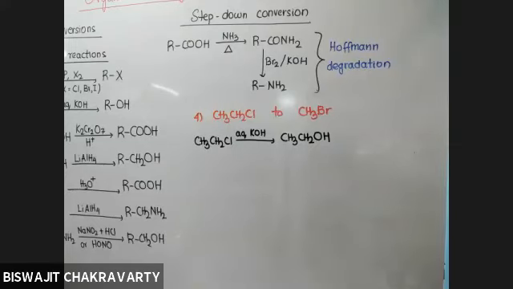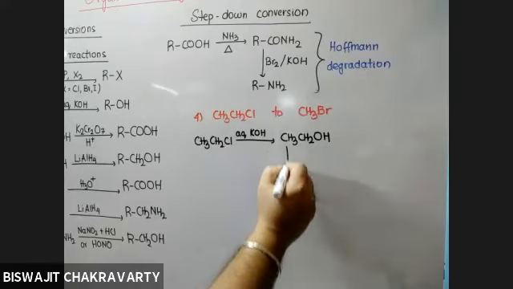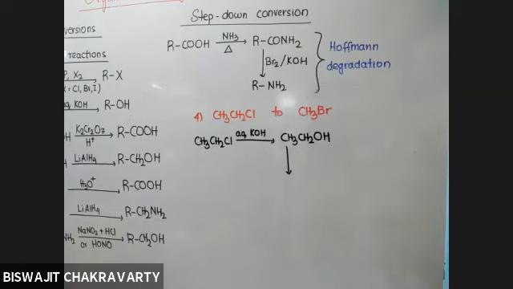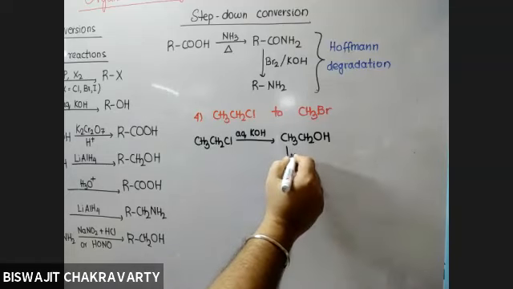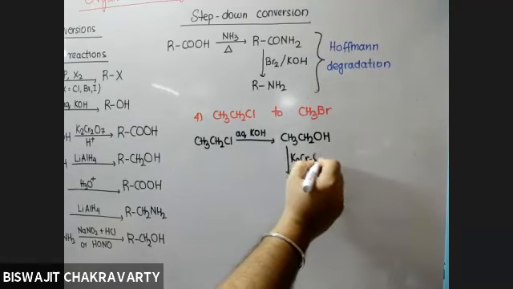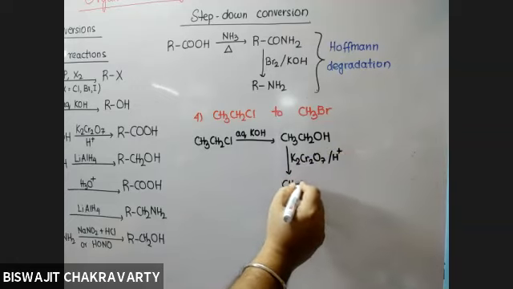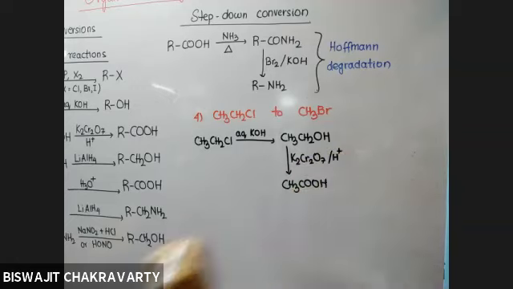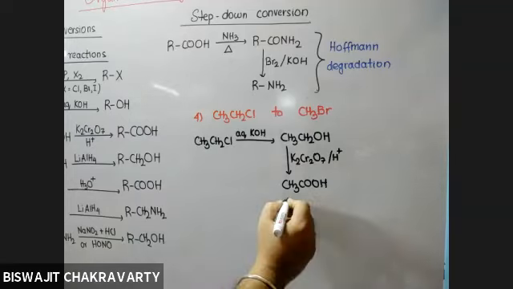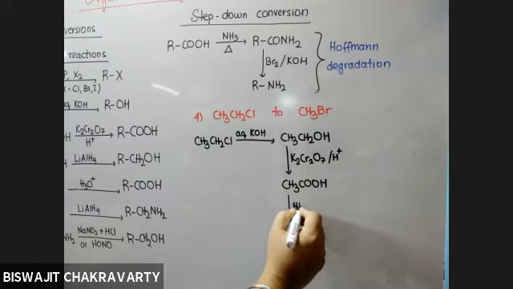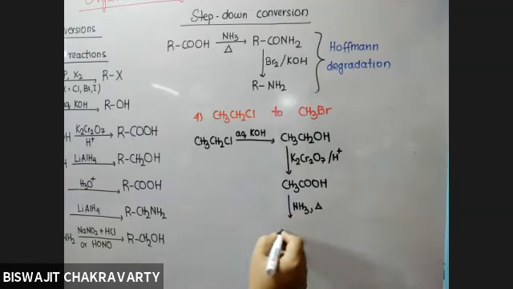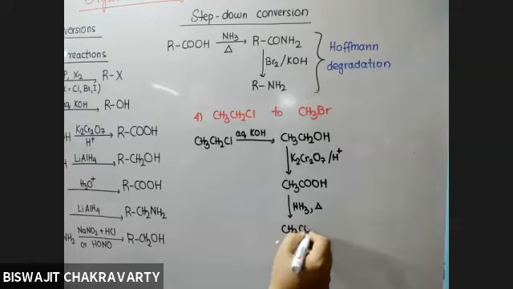What is our main aim? K2Cr2O7. We need to get carboxylic acid. We should not divert from our focus. It's step down. So we want carboxylic acid. Then NH3 and heat.